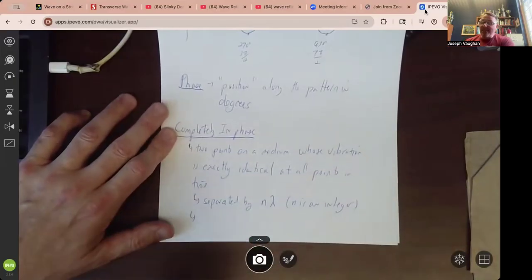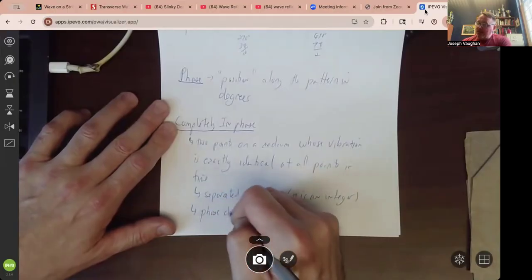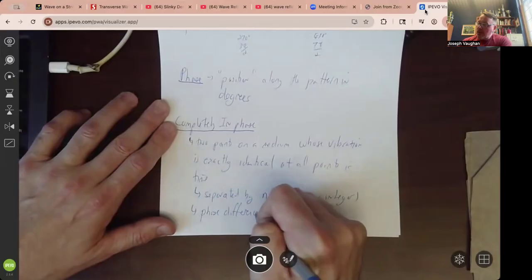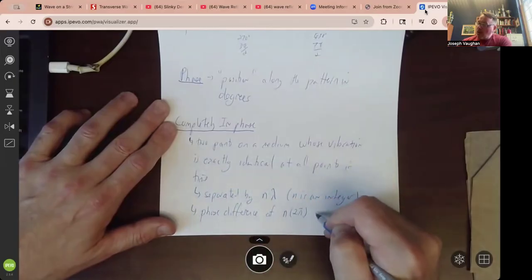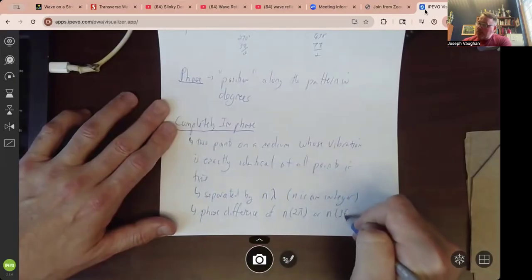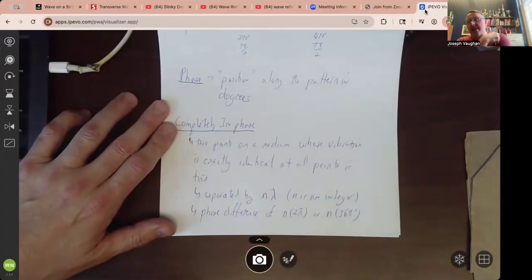But from a phase standpoint, we'd say that those points have a phase difference of n times 2 pi or n times 360 degrees. And really, that's what we care about, this concept of phase difference. So points that are completely in phase have a phase difference of 0, 360, 720, right? 0, 2 pi, 4 pi, 6 pi, 8 pi, etc.